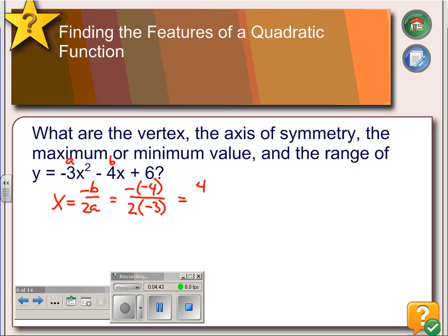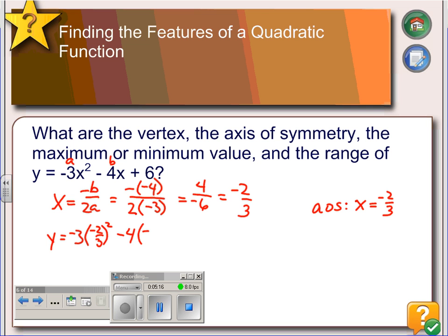So that would give us 4 over -6, which is -2/3. So that's not the whole vertex, that's just the axis of symmetry. So we just found out the axis of symmetry is at x equals negative 2/3. So how do we get the y value? To get the y value, you're going to plug negative 2/3 back into the equation. So we'll have negative 3 times negative 2/3 squared minus 4 times negative 2/3 plus 6.